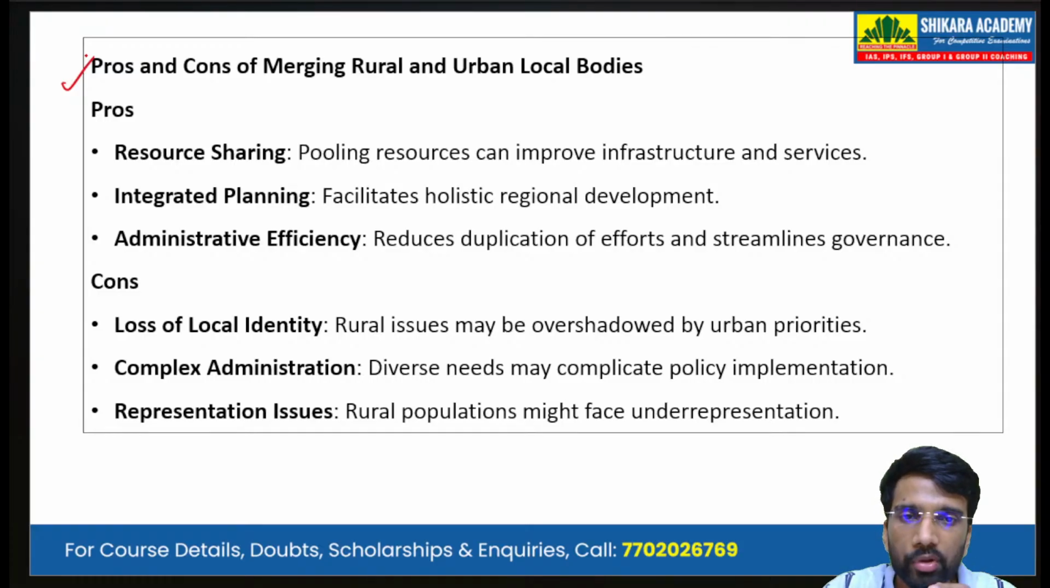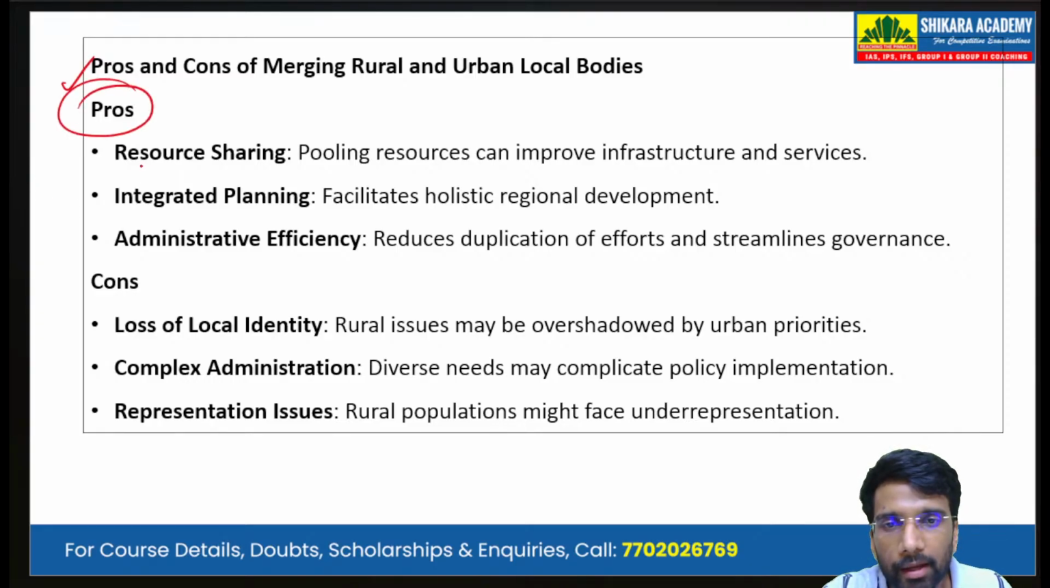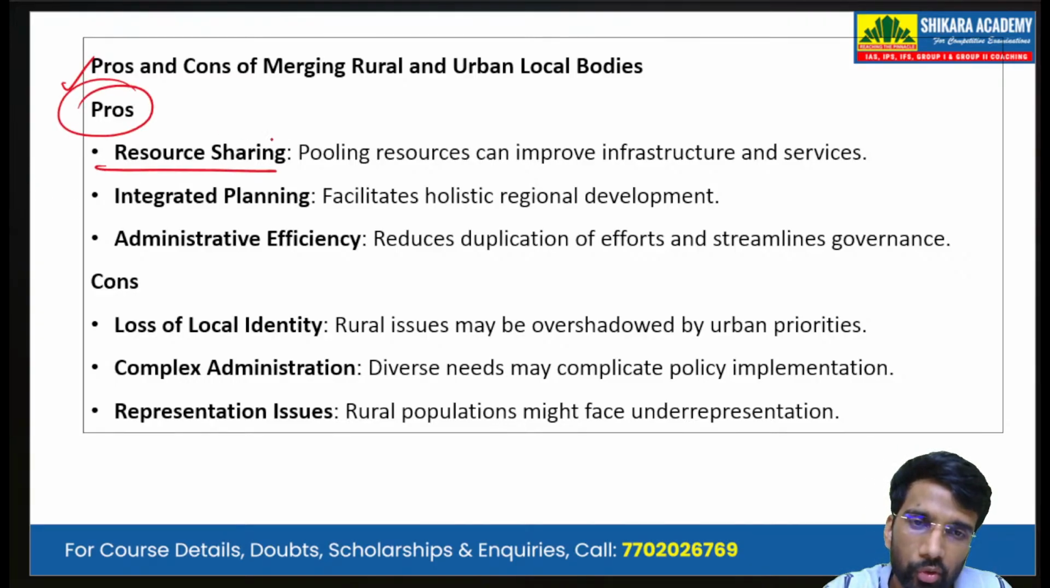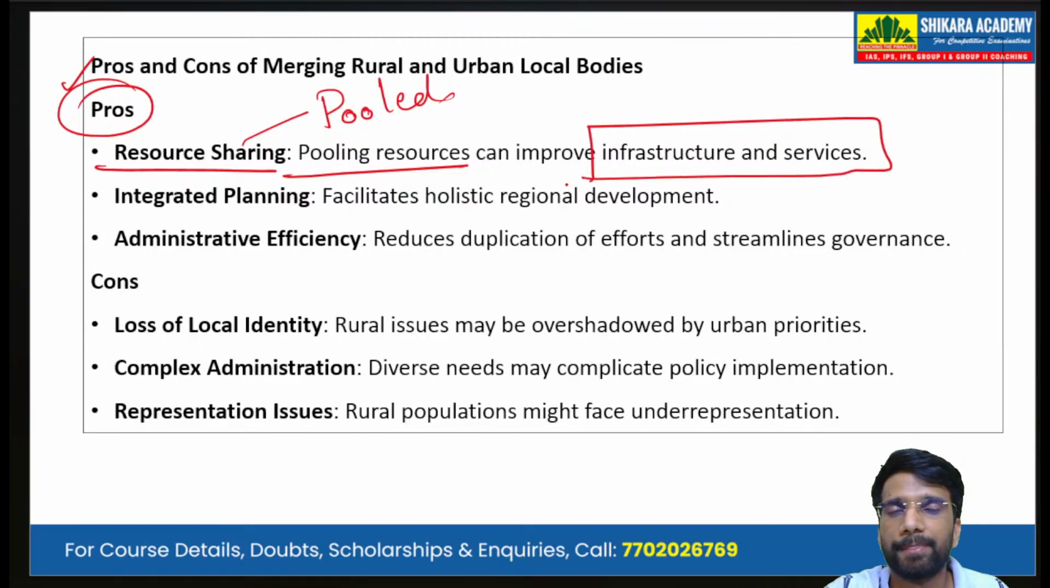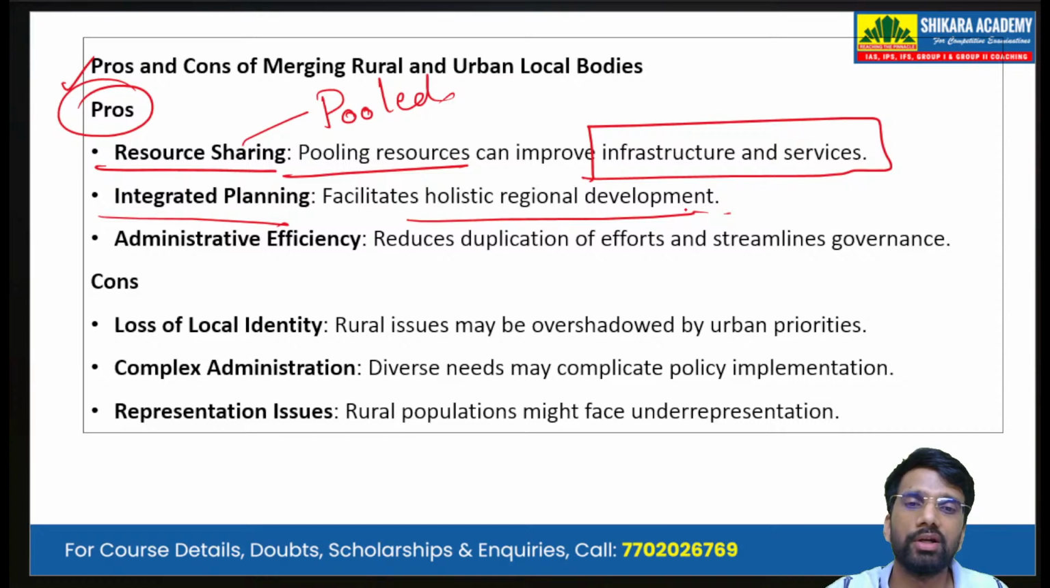Now, discussing the pros and cons of merging the rural local bodies and the urban local bodies. The pros can be resource sharing. So, resources can be pooled. Pooling resources can improve infrastructure and services. Second is integrated planning. It facilitates holistic regional development.